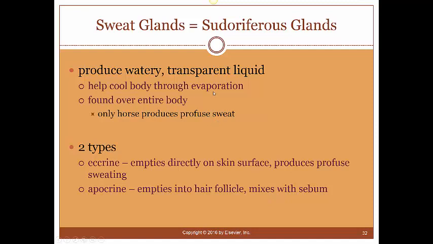It's one of the things they do. As far as profuse sweat, the type that would actually be used in cooling the body just through sweating on its own, the horse is the only major domesticated species that actually profusely sweats. So once again, the eccrine goes directly on the skin surface, and this is the profuse sweating. This is the one that you do for evaporation across the skin that really sits there and cools the body off.